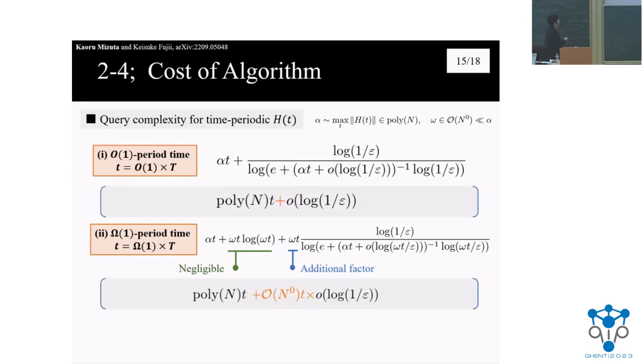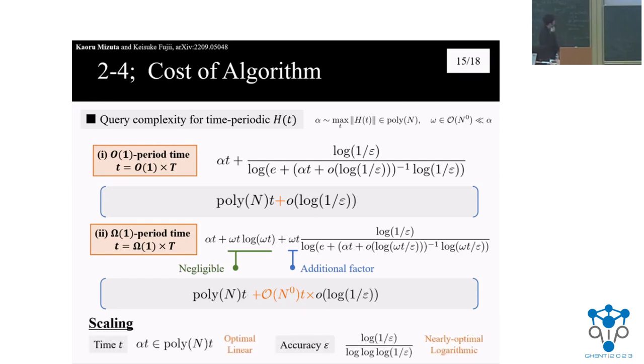So the additive form of a linear increase in t and a logarithmic increase in 1 over epsilon. In the second case, we have an additional factor omega t. However, this is quite small due to this assumption. So when we see this scaling, respectively for time t and accuracy epsilon, this is optimal scaling in time t, and this is nearly optimal scaling in 1 over epsilon.